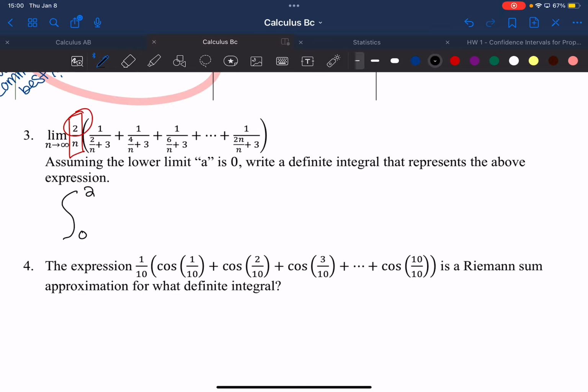Now, if you look at the rest of the equations that are being added together here, notice that the only thing that changes is this part. So we have 2 over n, 4 over n, 6 over n, and then all the way to the end. Since that's the only thing that's changing, we're going to let that represent x, which means that the function we're looking at is what? 1 over x plus 3. And then we always end it with dx.